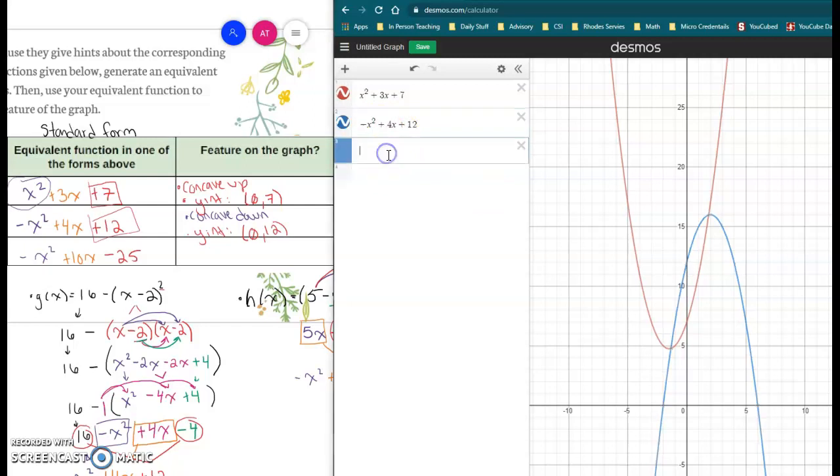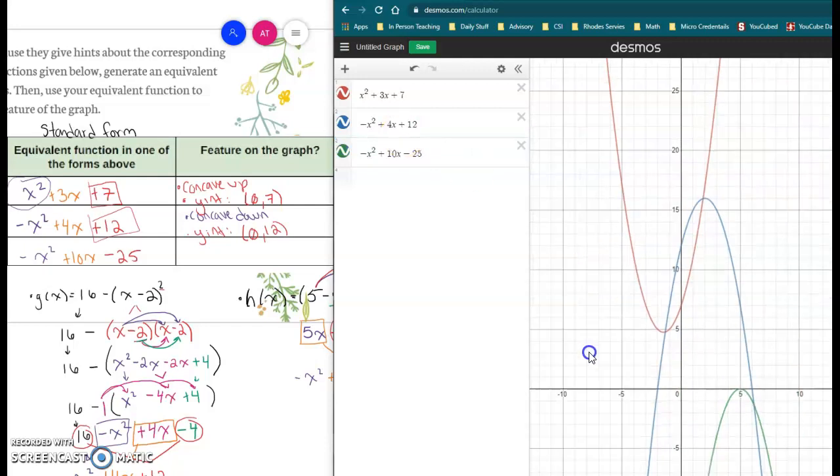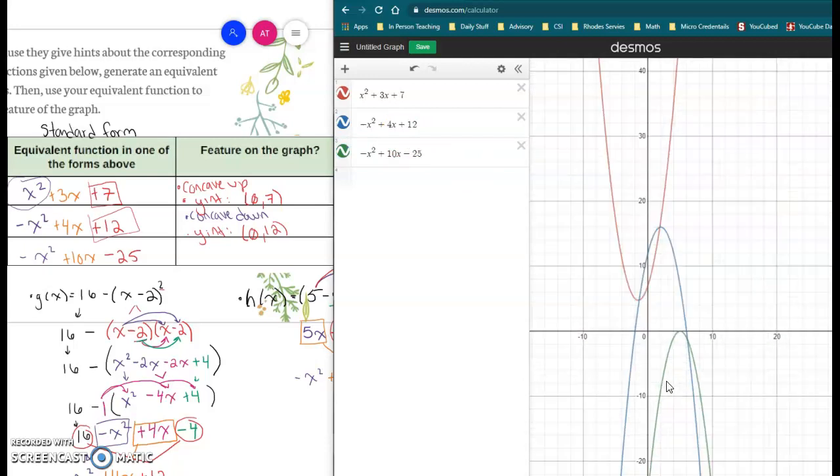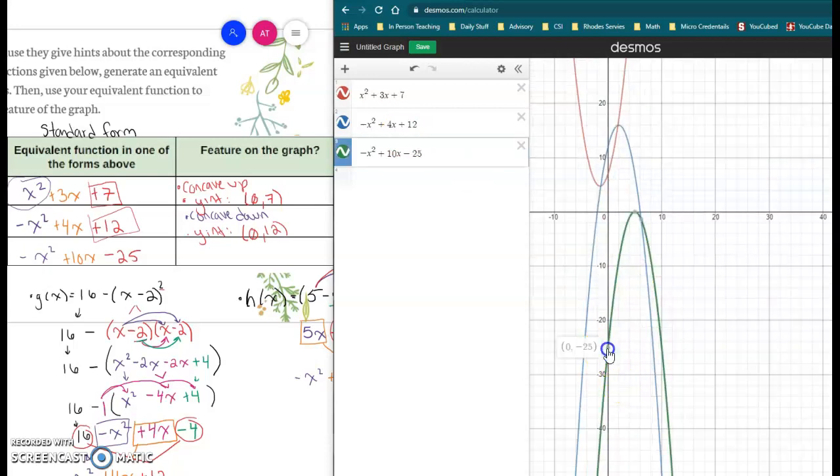Now graphing the last one here, I have negative x squared, meaning it's going to be pointing concave down, plus a 10x minus 25. So this one we might have to zoom out a little bit to see where it's going to hit on our y-axis, which, boom, 0, negative 25. So this does work out for everything, right? It's concave down and the y-intercept is 0, negative 25. How interesting.